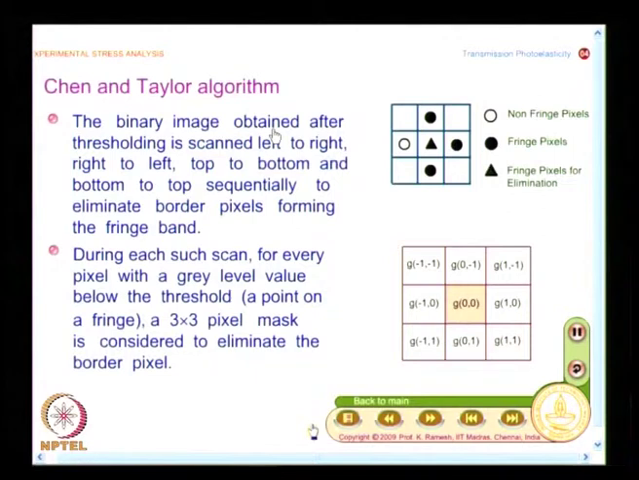So, what you have here is, the image has to be scanned left to right, right to left, top to bottom and bottom to top sequentially to eliminate border pixels forming the fringe band. So, now I have to develop a condition: how do I identify that this is a border pixel and how do I remove it? Visually it is very simple. If I give a photograph to you and then ask you to mark the fringe skeleton, you will do it. If your hand is not shaky, you will do a very good fringe. If you are an artist, you can really pick out that fringe contour very well.